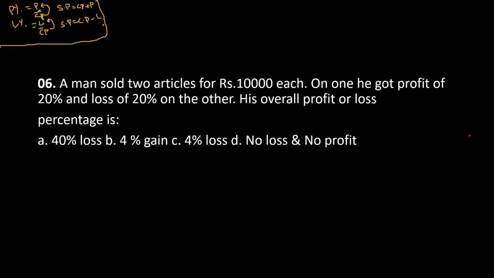So, the next one. A man sold two articles, rupees 10,000 each. On one, he got a profit of 20% and a loss of 20% on the other. His overall profit or loss percentage is what?